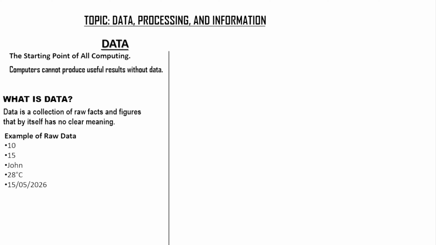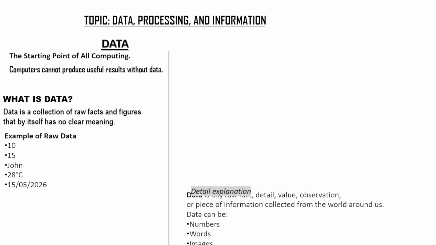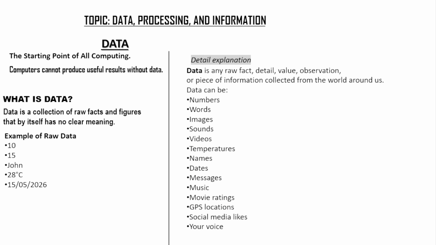Take these examples on the screen: 10, 15, John, 28 degrees Celsius. These are all pieces of data, but by themselves, they don't fully communicate meaning yet. And that's where processing becomes important. Because once data is organized and interpreted, it can become useful information. Here is a more detailed example for better understanding.